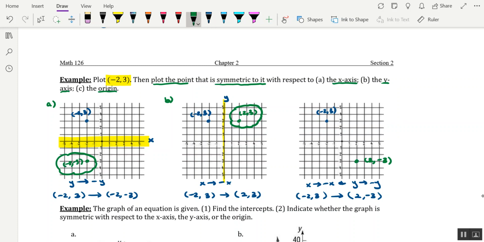And how would we know that they are symmetric with respect to the origin? Well, if you were to connect these 2 points with a dashed line segment, you should pass through the origin, which is the dead center of the coordinate plane. And that would be our answer to part C.